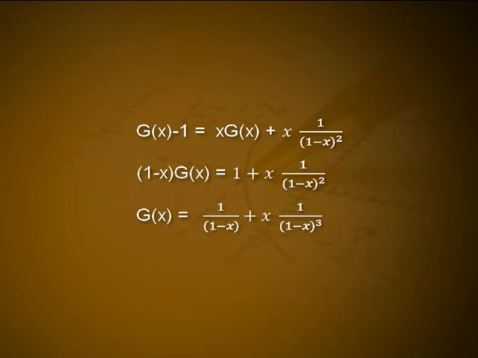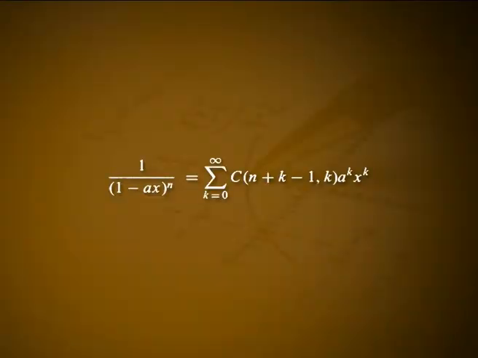Hence, g(x) = 1/(1-x) + x/(1-x)^3. Next, we use the generating function 1/(1-ax)^n = summation k=0 to infinity C(n+k-1, k) a^k x^k. We can now get a_n by expanding g(x) as a series.